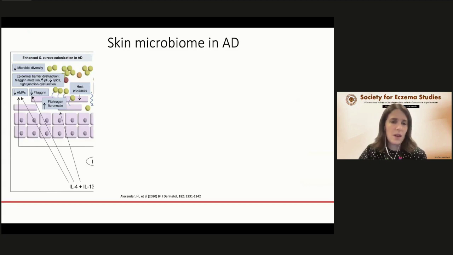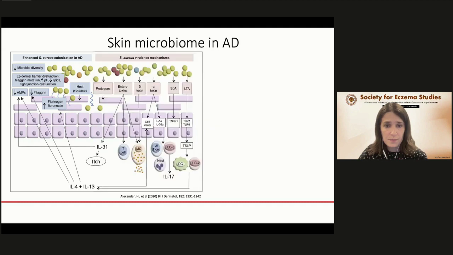I mentioned that we have this strong association between Staph aureus and atopic dermatitis, and this figure summarizes some of the factors which underlie the enhanced Staph aureus colonization in AD. A major factor is the dysfunction in the skin barrier in atopic dermatitis, but other factors such as reduced antimicrobial peptides in the disease and increased host proteases, allowing the bacteria to penetrate into the deeper layers of the skin, are all thought to make the environment more favorable for the growth of Staph aureus.